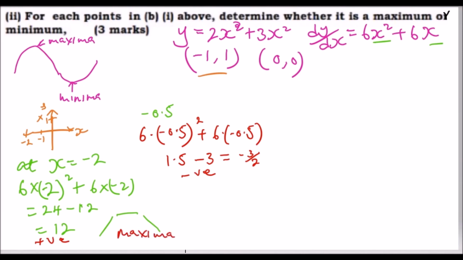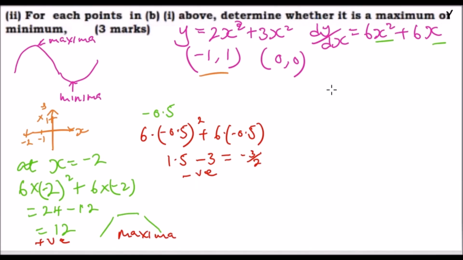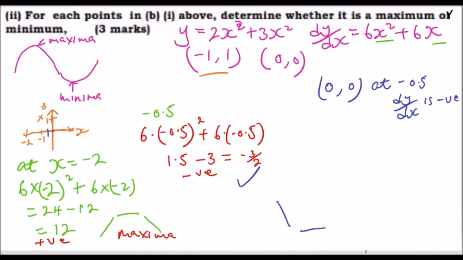Then we look at the other point. The other turning point is 0, 0, and we want to look at the nature. At 0, 0 we can take minus 0.5, where we have worked out that the gradient is negative. So at minus 0.5, dy over dx is negative. The nature of a negative gradient looks like that. That is negative gradient. Then we have the turning point at 0, 0.